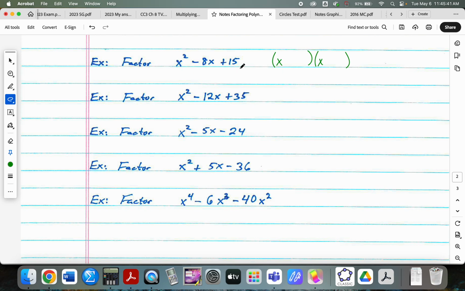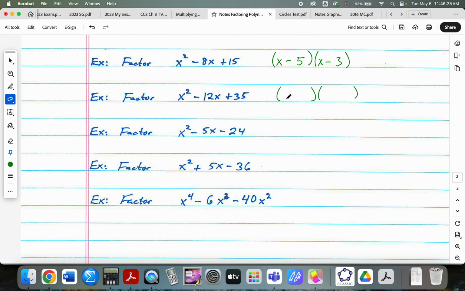I want two numbers that multiply together to be positive 15, but add together to be negative 8. Well, what must be true about both of these numbers? They're going to have to both be negative, because if one was negative and one was positive, when we multiplied them together, we would get a negative answer. So here, I know they both have to be negative. And the two numbers then would be 3 and 5 or 5 and 3. Again, the order is not important. So that when I add them together, I get negative 5 plus negative 3 is negative 8. And multiply them together, I get 15.